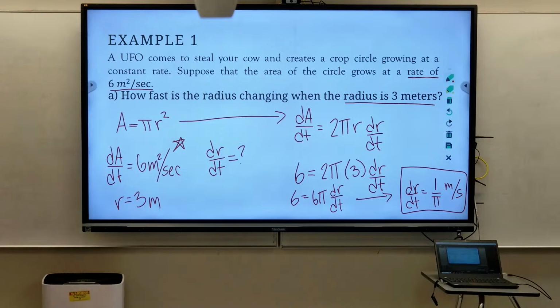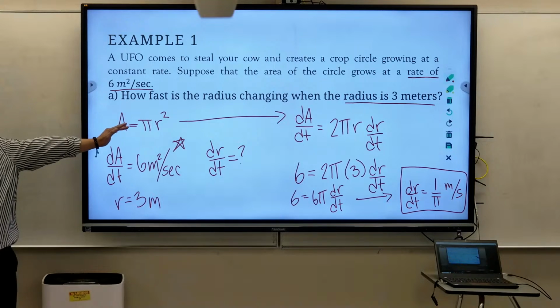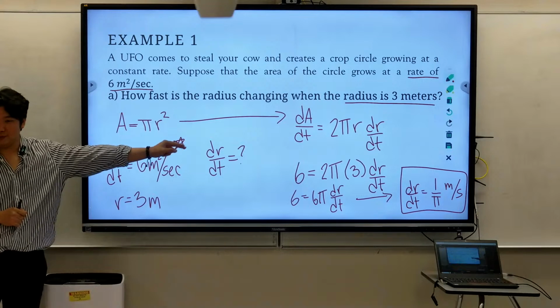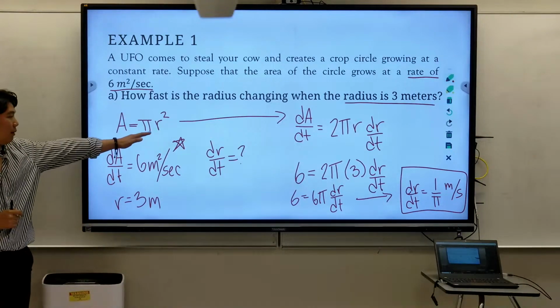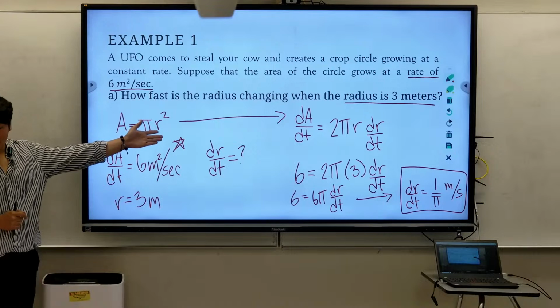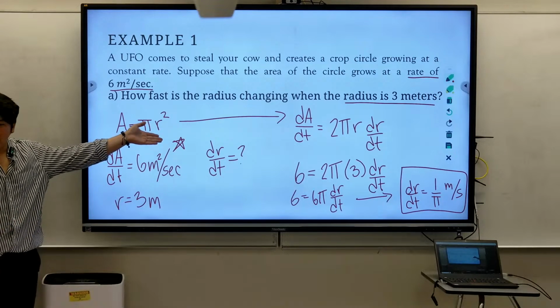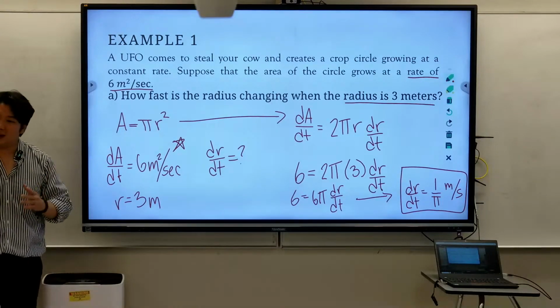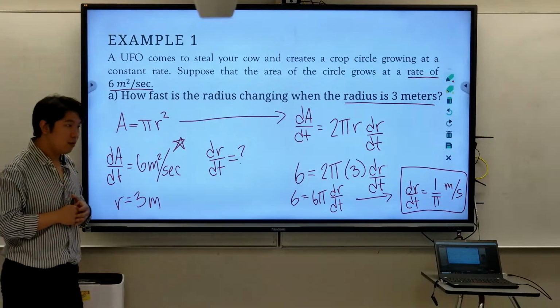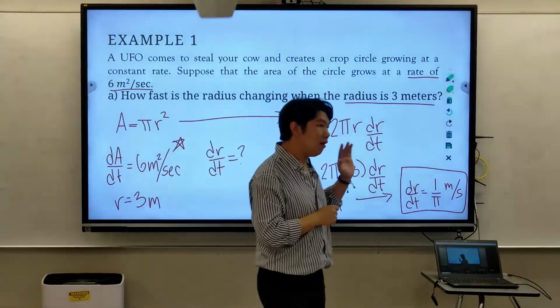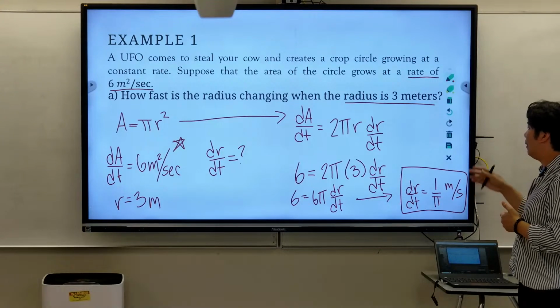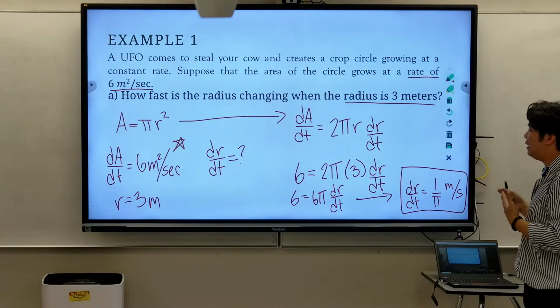One thing I want to note here is notice I did not plug in 3 into this original equation. I plugged it into my derived equation. Because if I plug this 3 into here, all that does is give me the area when we're at 3 meters. That doesn't give me anything about the rate of change or anything like that. So I held off from plugging in R since I know that I'm looking for not area, but the rate of change of the radius.